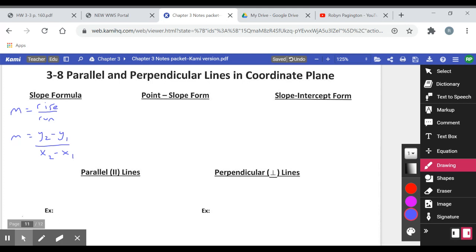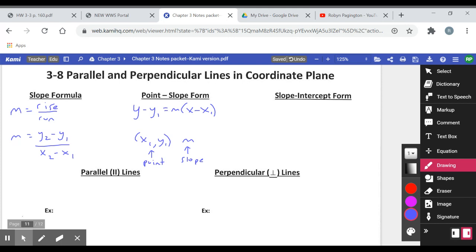Point slope formula is y minus y1 is equal to the slope times x minus x1. And that again is when you have a point, and that point would be x1, y1 is what you could label it, and you have the slope, then you can plug those things into the point slope formula. And then the slope intercept form is, I guess I'll label this as the slope and this as a point on that line.